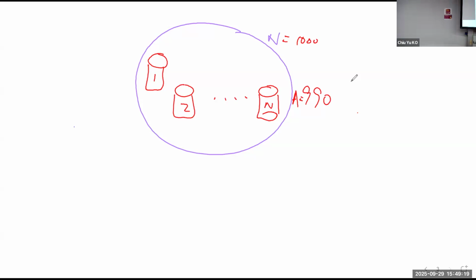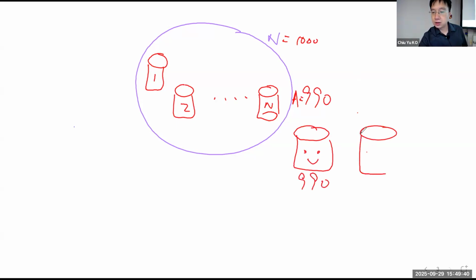You are the inspector, and you want to see whether this is good or not, because it's food production. You are the government, or an auditor, and you want to check whether the claim is all right. That means you have food, and 990 is good. If you eat the bad ones, then you will die. 10 of them are bad, right?